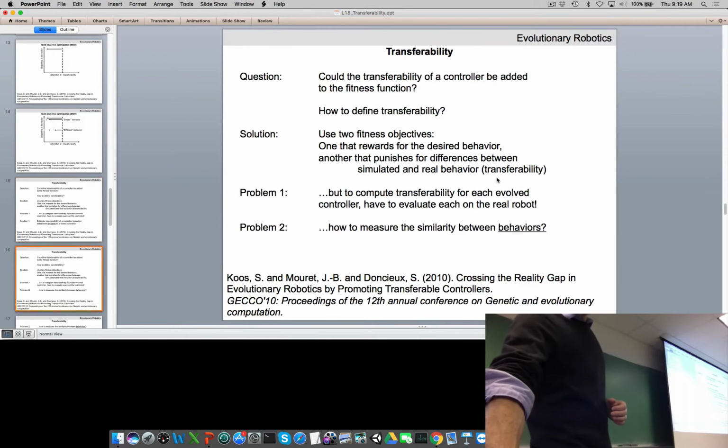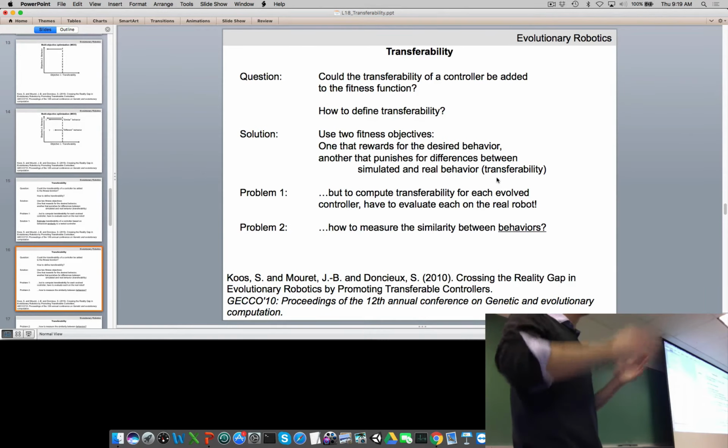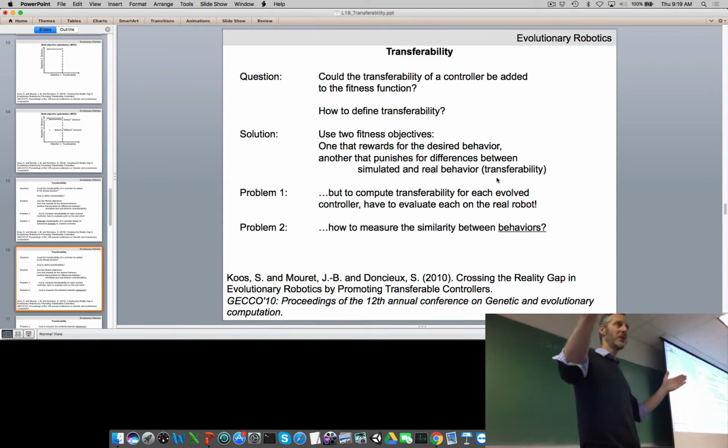Okay. Every solution raises another problem. How do we measure the similarity between two behaviors produced by two different controllers? Could use speed, that's one. How else might we do it? Distance traveled. Okay, if we evaluate our robots for a fixed period, that equates to speed.